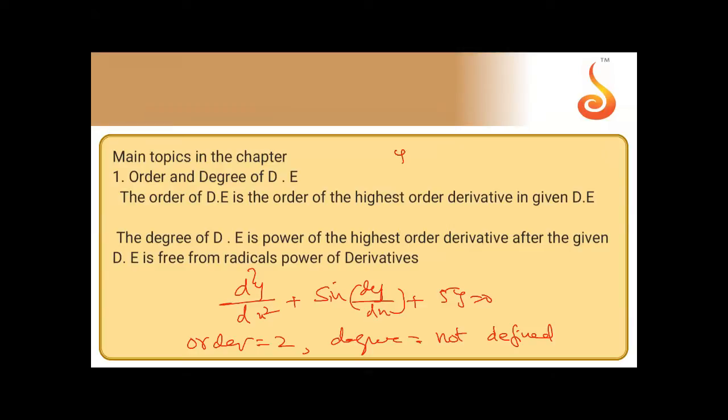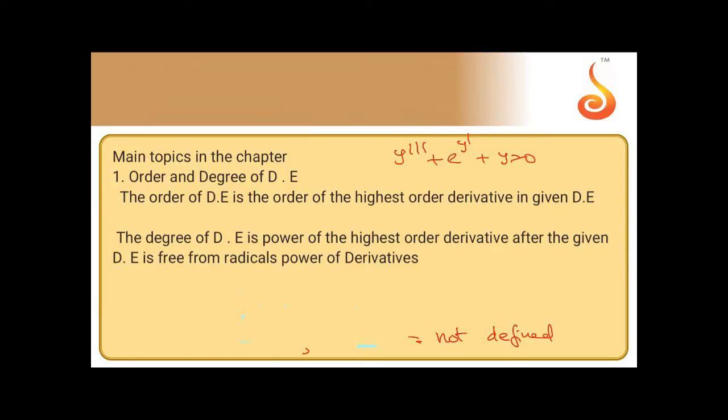And one more question: y double dash plus e power y dash plus y equal to 0. What order and degree? Or you can take y triple dash plus e power y dash plus y equal to 0. What about order and degree? Yes, order is 3, degree not defined.